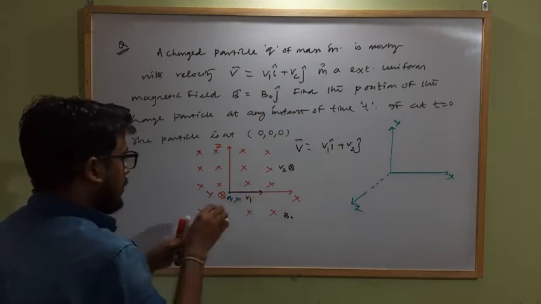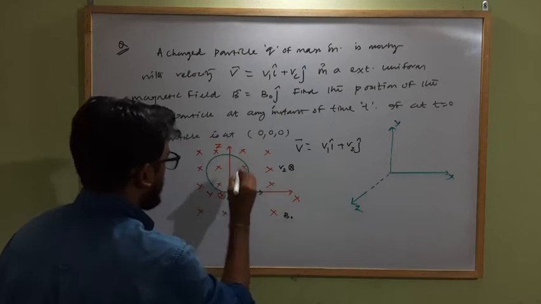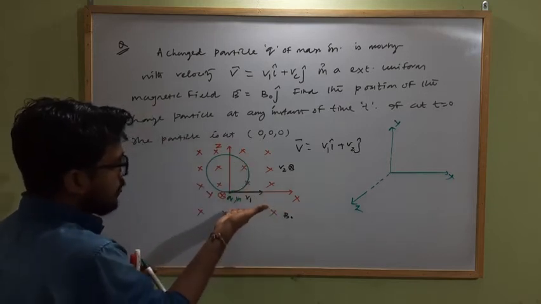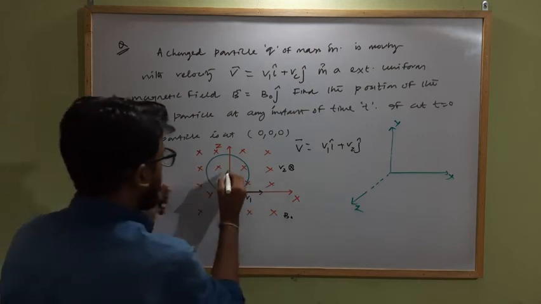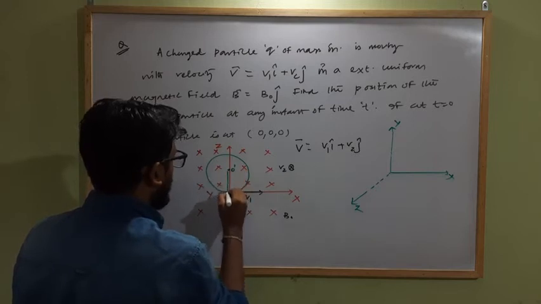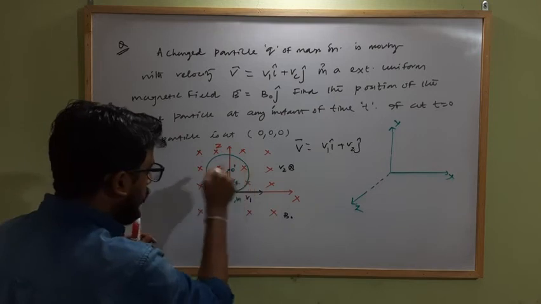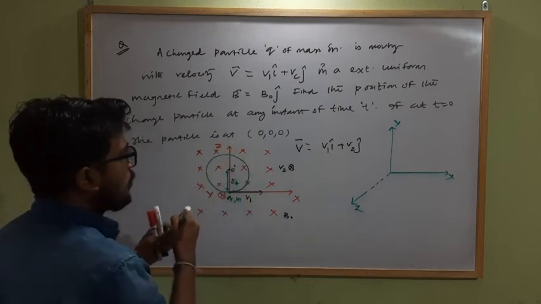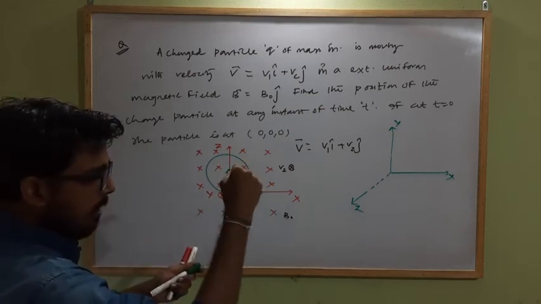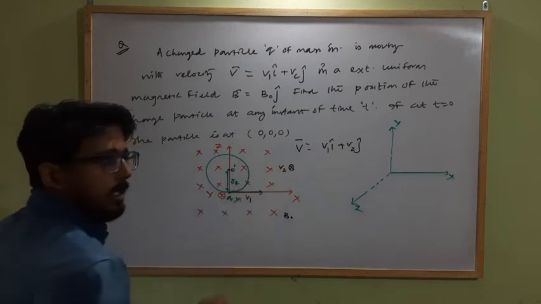So the charged particle will start revolving like this in a circular path. Clear? This is V1, along x-axis, and the magnetic field is into the plane. So the magnetic force will act along this direction. This will be the radius. Let it be point O dash. This is the radius RH of the helix, and this circle will move into the y-axis due to the component V2. Clear?